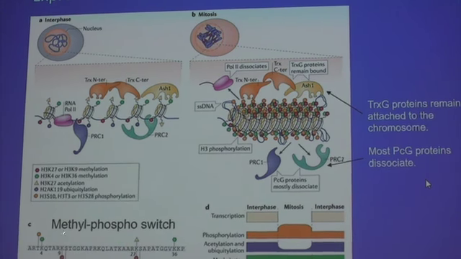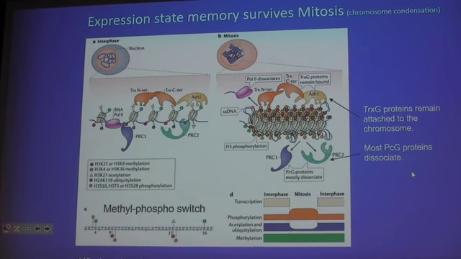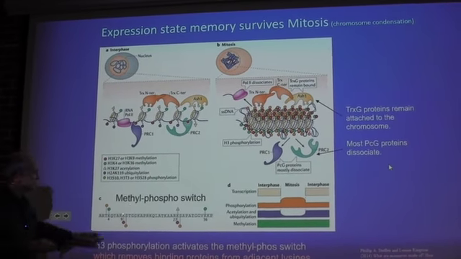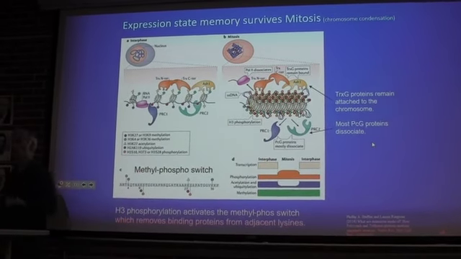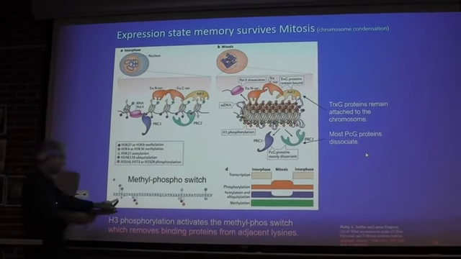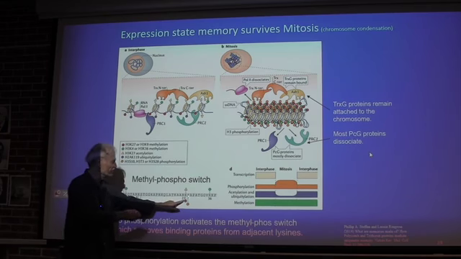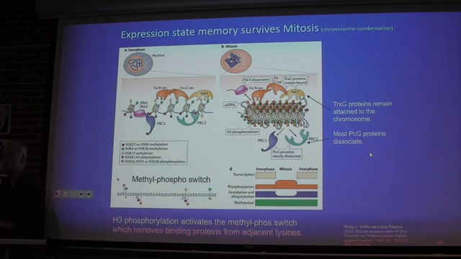Let's look here at another concept. This is a concept that will be on the exam. And it's called the methylphosphate switch. And it involves the turning on and off of a particular mark with another mark. You remember lysine 4, lysine 9, 27. If you look at 4, 9, and 27, what you will see is right next to them, there's an amino acid that can be phosphorylated.